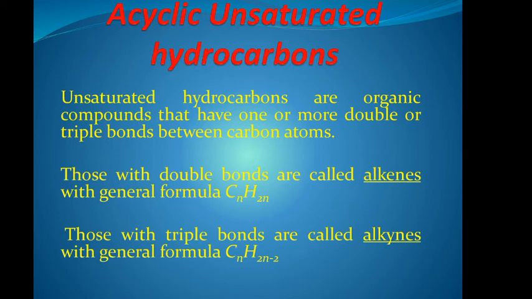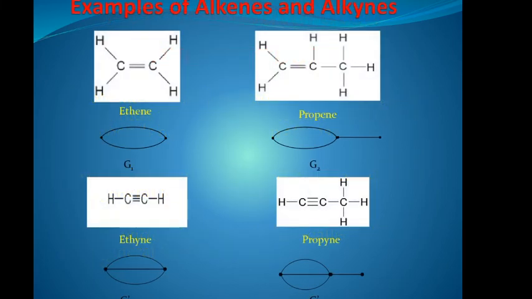Acyclic unsaturated hydrocarbons are those with double bonds and triple bonds. Those with double bonds are called alkenes and those with triple bonds are called alkynes. Here is an example of alkenes and alkynes. This is an ethene molecule with 2 carbon atoms. This is a propene molecule with 3 carbon atoms. Ethyne and propyne with triple bonds, and ethyne with 2 carbon atoms and propyne with 3 carbon atoms. The graphs representing the ethene and propene are multigraphs. And ethyne and propyne are also multigraphs.